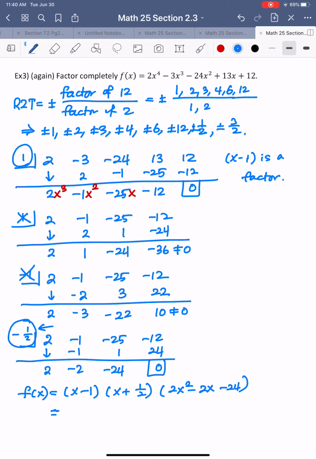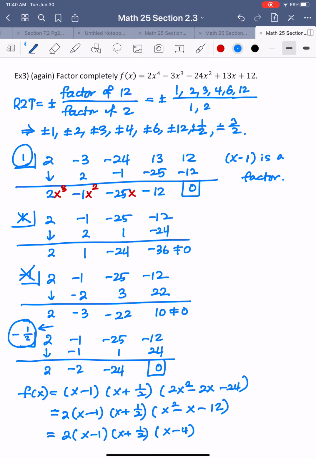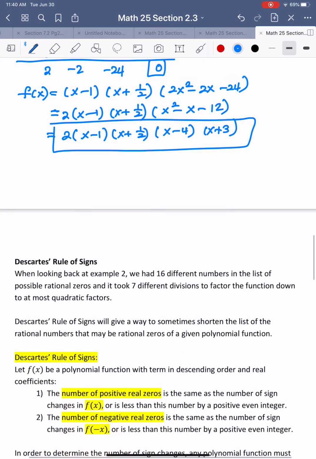So what I do is factor the 2 out of the quadratic factor, and then I get x squared minus x minus 12. It's a quadratic, so I can put that as x minus 4 times x plus 3. Yeah, so these are the factors. Which means you can still use negative 3 too, or 4. Okay? Alright, so now we got 4 zeros so far. Alrighty. Let's move on to the other rules.